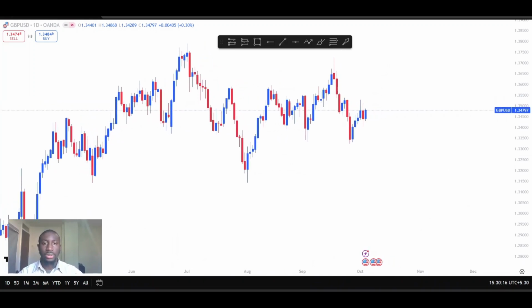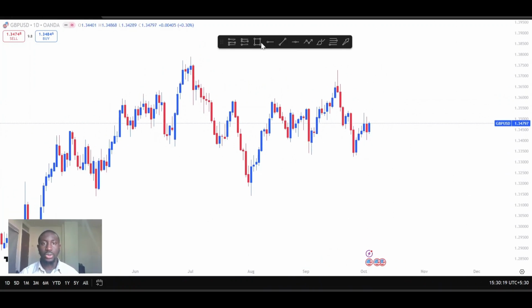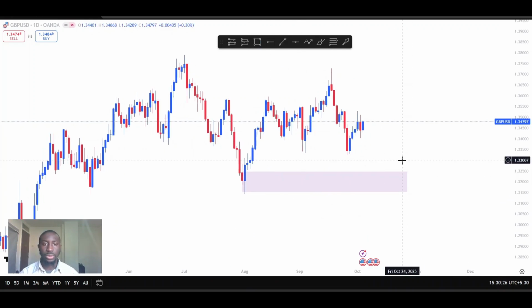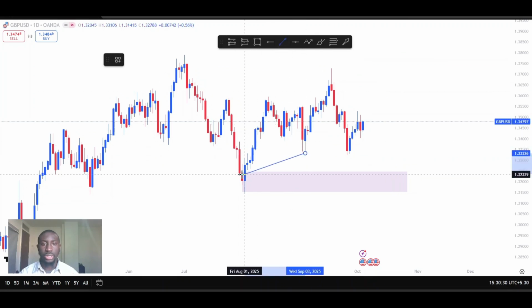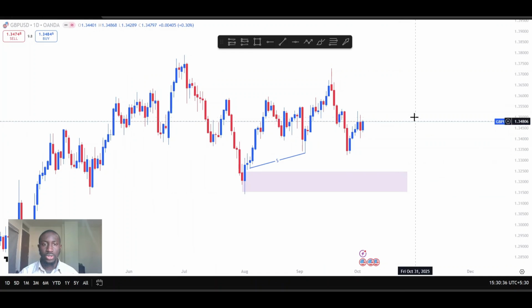Now, if you observe, this is the low that we're expecting price to tap into first before we are going to buy again. So I'm expecting price to sweep out this liquidity, to sweep out these lows that we are seeing here, then before I'm going to long again.